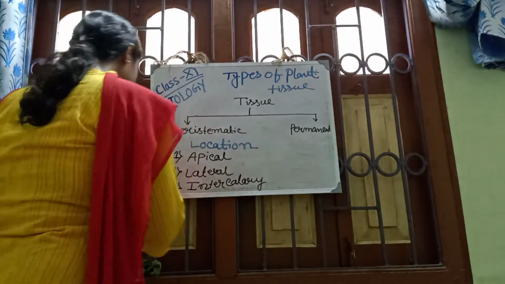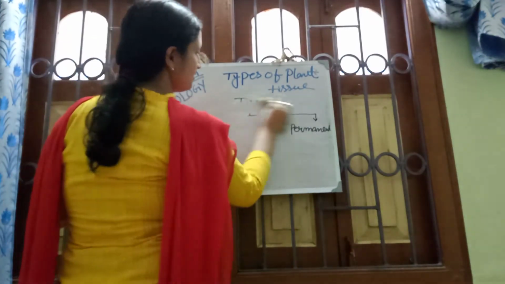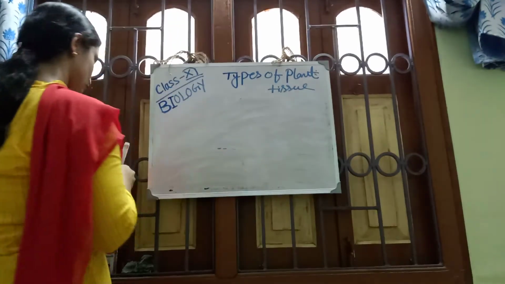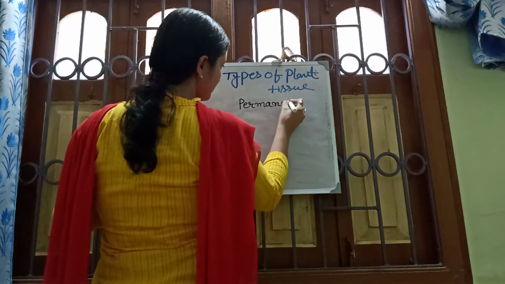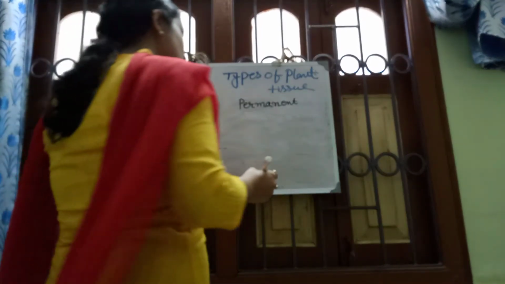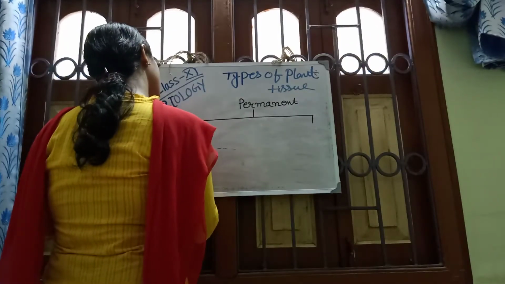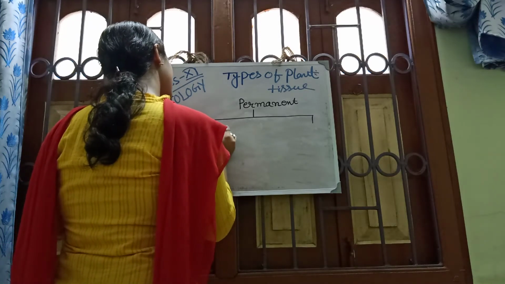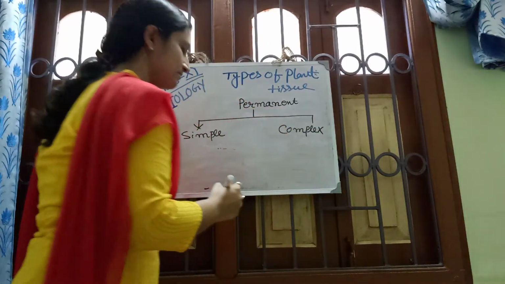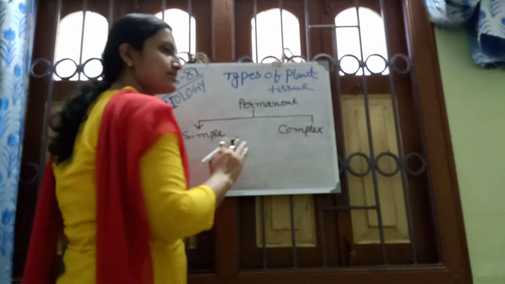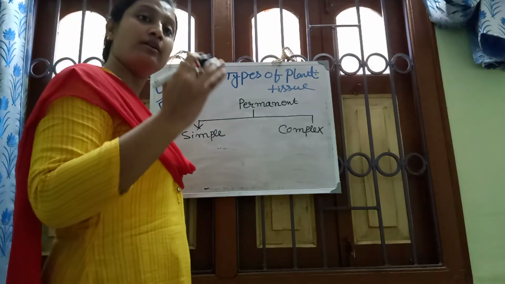Now I am coming to permanent tissue. Permanent tissue is non-dividing cells, but if required, then they divide, only the parenchyma. Permanent tissue is divided into two types: simple and complex, or compound. Simple tissue means the same type of cells are present. But complex tissue has different types of cells. That's why it is named simple and complex.